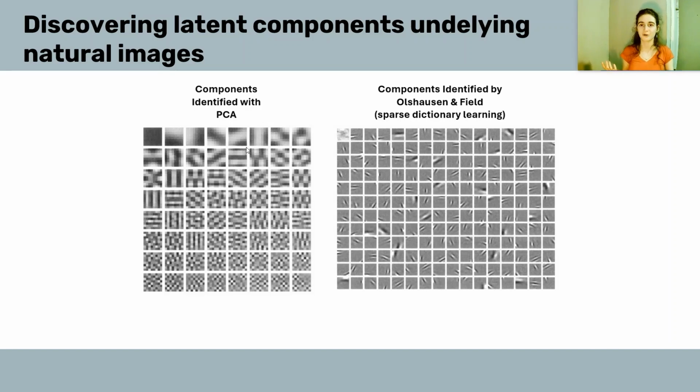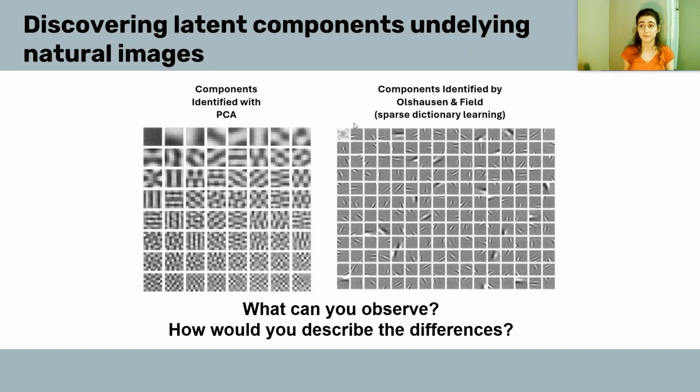Please discuss with your group the differences between the PCA components and the components identified with sparse representation by Olshausen and Field. How would you describe these differences?